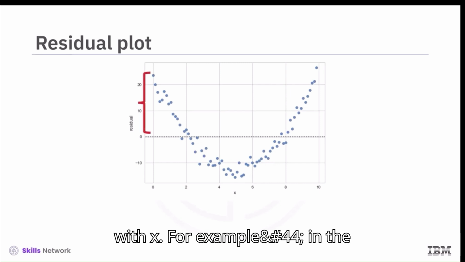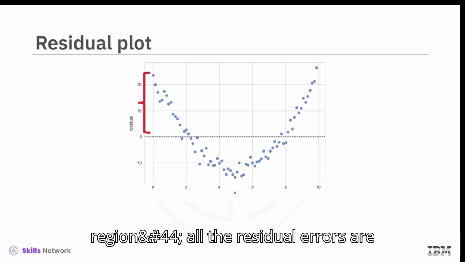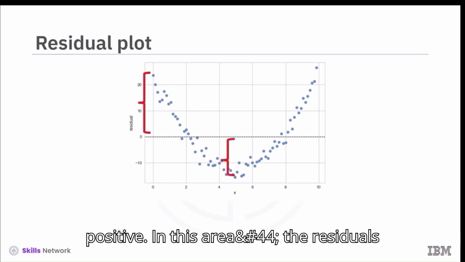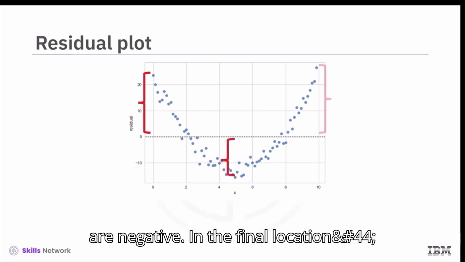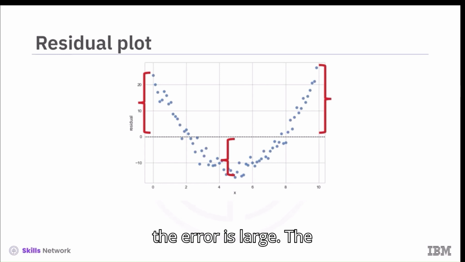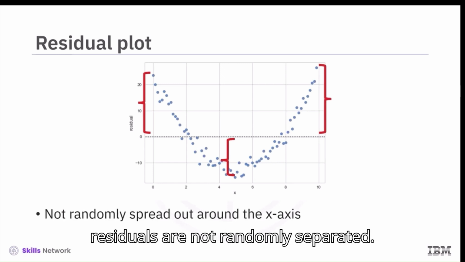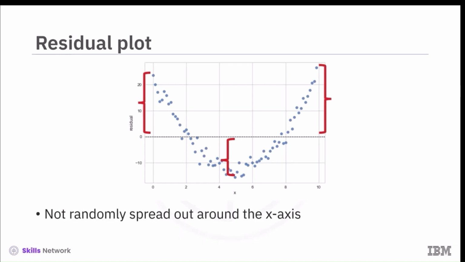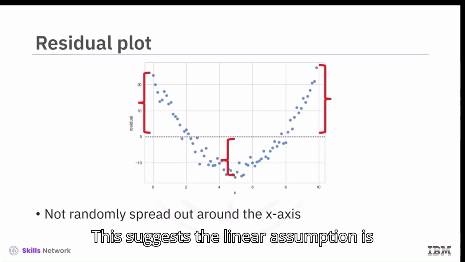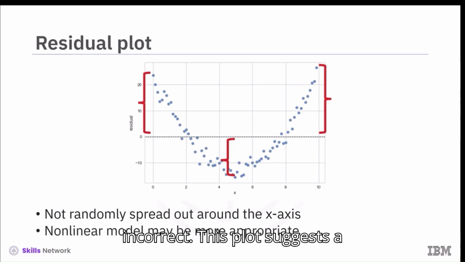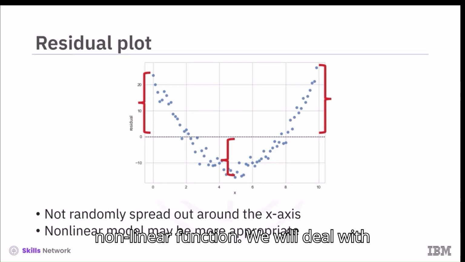For example, in this region, all the residual errors are positive. In this area, the residuals are negative. In the final location, the error is large. The residuals are not randomly separated. This suggests the linear assumption is incorrect. This plot suggests a nonlinear function. We will deal with this in the next section.